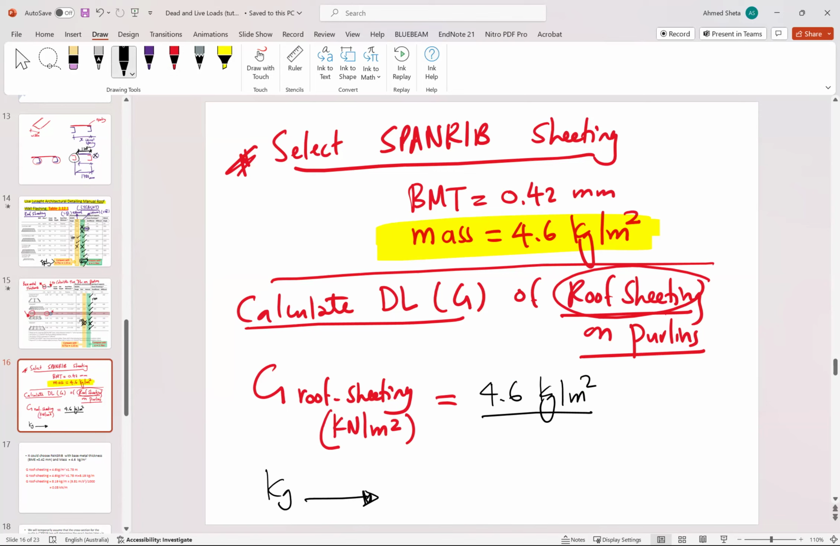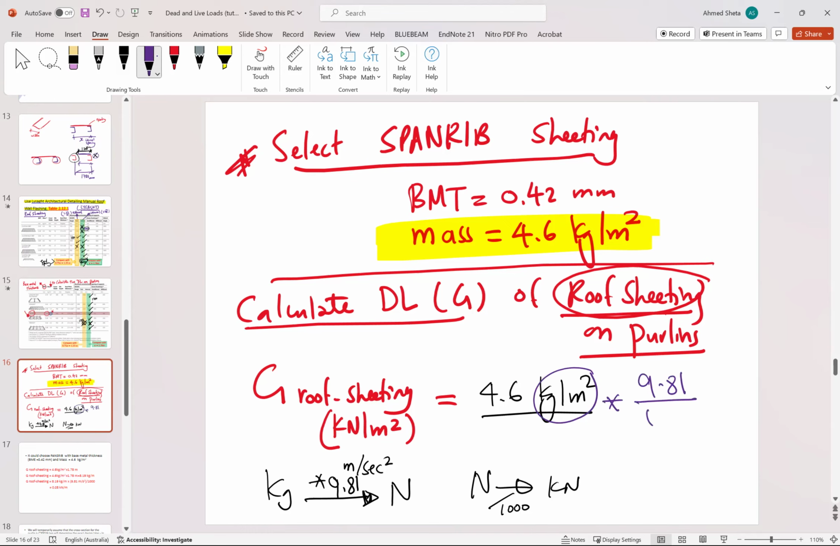Do you know? To convert from kilogram to kilonewton, we first need to convert to newton. So from kilogram to newton, you need to multiply by 9.81 meter per second square. To convert from newton to kilonewton, you need to divide by 1000. Okay? So to convert from kilogram to kilonewton, you need to multiply by 9.81 over 1000. Do you have any problem with that?